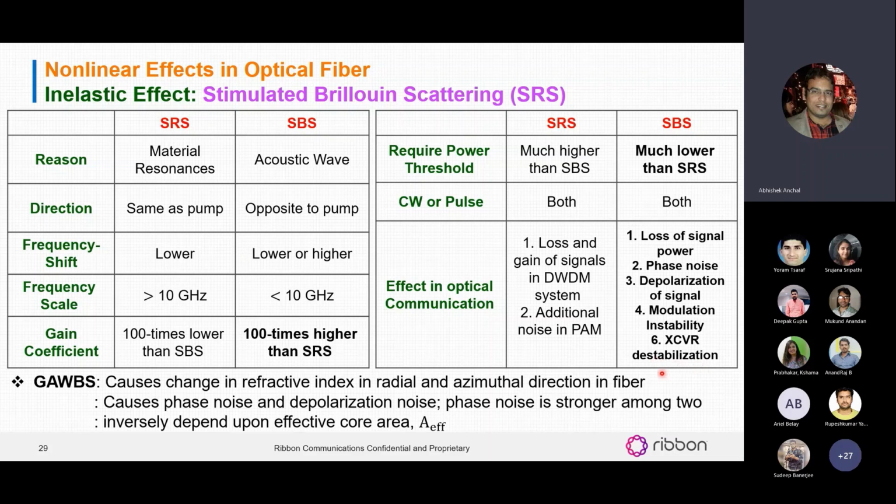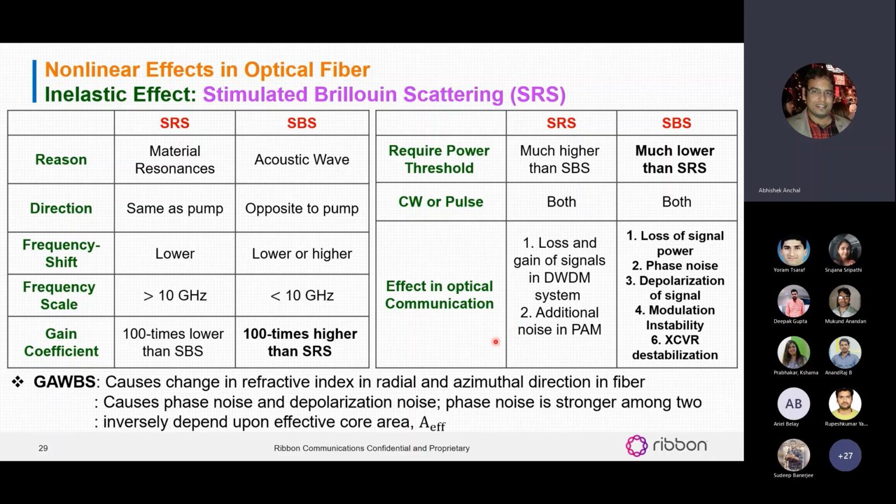Another effect which I didn't mention here is that when you have a large amount of SBS, this SBS spectrum actually interacts with the scattering center and creates a forward scattered wave again. Instead of backward scattered, it also creates a forward scattered wave, and that again adds additional noise and can cause crosstalk as well. So these effects can happen, and by the way, these effects depend inversely upon the effective area of the fiber. So for single mode fiber, where the area is very small, these effects are much higher.